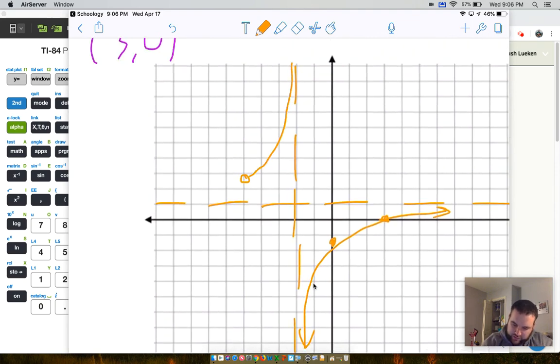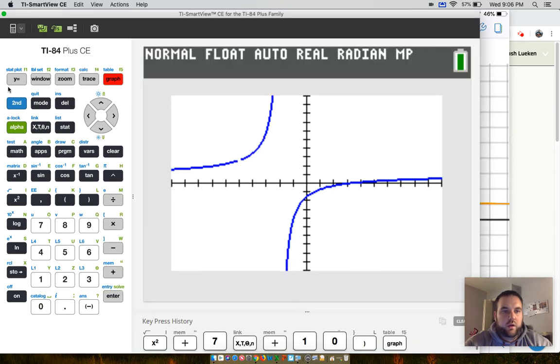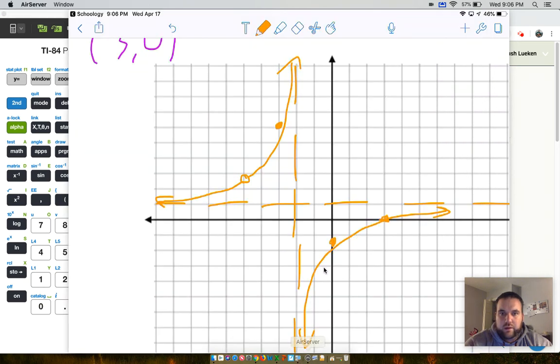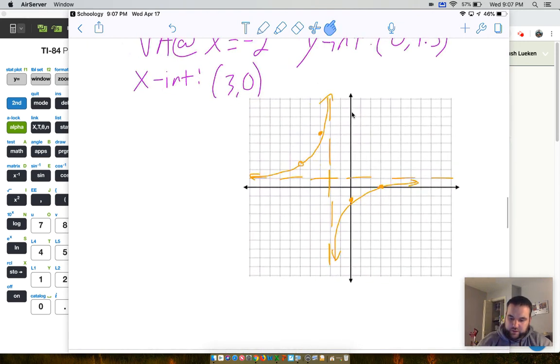Again, if you wanted to have actual coordinates, I'm sure if we go to the table real quick, then we'll wrap this up. I'm sure if we go to the table, we could see some coordinates here, negative 3, 6, and negative 1, 4. So if you're looking for actual coordinates to kind of bolster your graph a little bit, you could do that. I was actually off a little bit on this one, but yeah, that about does it.